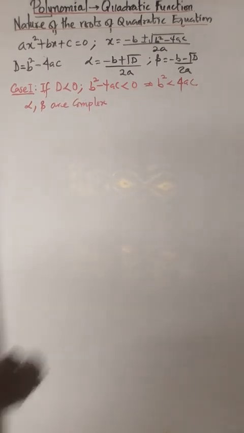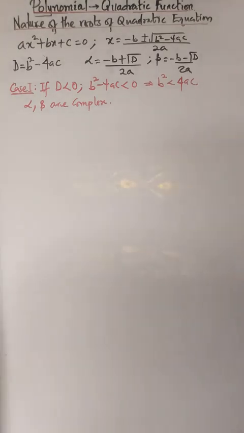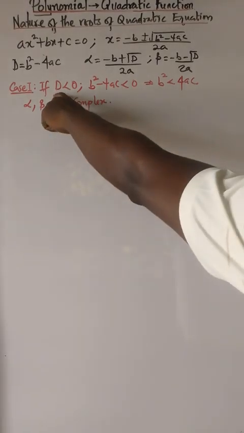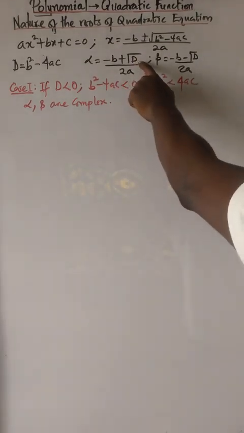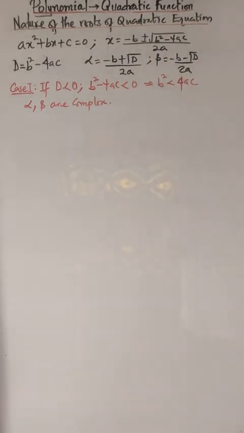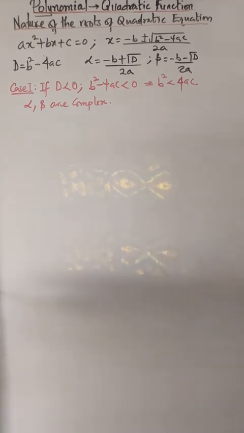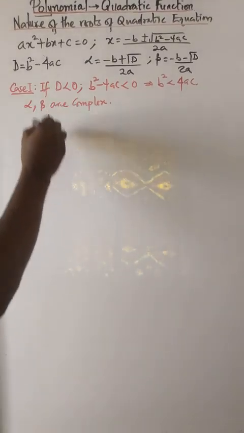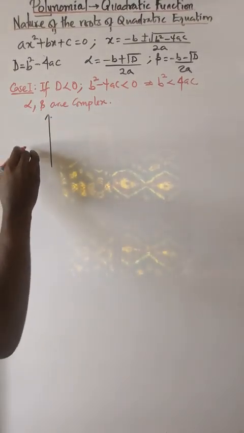Why? Because the square root of a negative number is complex. If d is less than 0, it means d is negative, perhaps minus 2. Then the square root of minus 2 is complex. So it will have no real root. And we know a Cartesian plane represents real numbers. So let's put this y, and this is x.